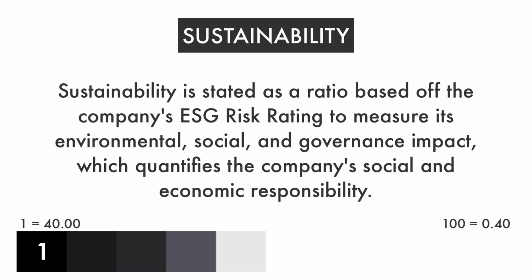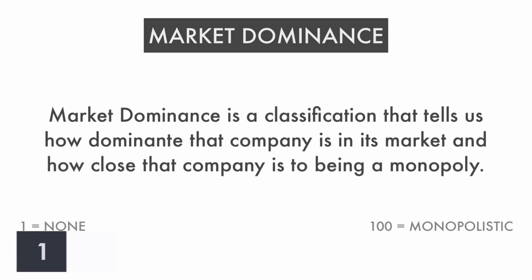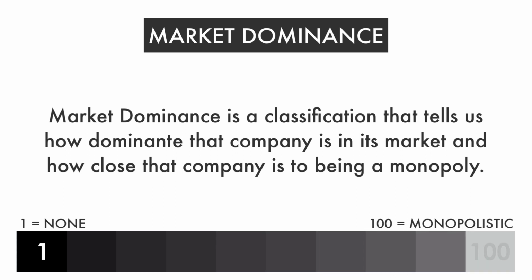Let's look at the company's sustainability. Sustainability is stated as a ratio based off the company's ESG risk rating to measure its environmental, social, and governance impact, which quantifies the company's social and economic responsibility. Lastly, let's look at the company's market dominance. Market dominance is a classification that tells us how dominant that company is in its market and how close that company is to being a monopoly.